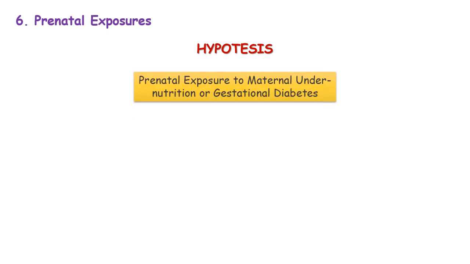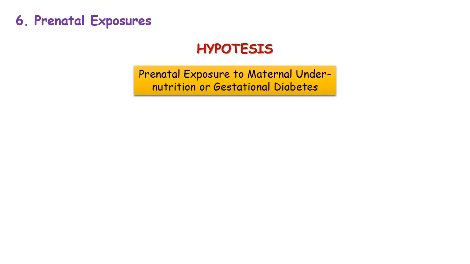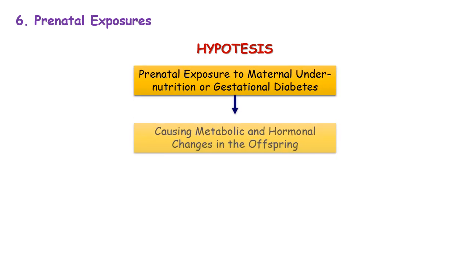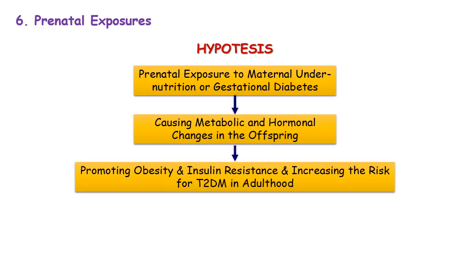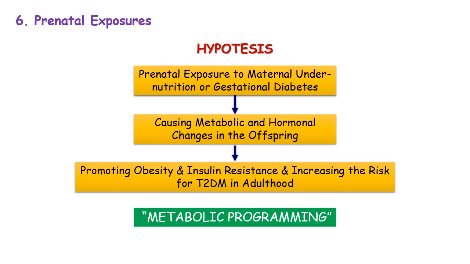The last risk factor of type 2 diabetes is prenatal exposures. One hypothesis suggests that prenatal exposure to maternal undernutrition or gestational diabetes causes metabolic and hormonal changes in the offspring that promote obesity and insulin resistance and increase the risk for type 2 diabetes in adulthood. This phenomenon has been termed metabolic programming.